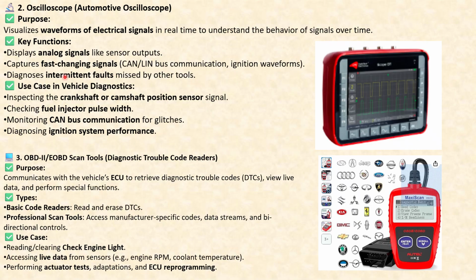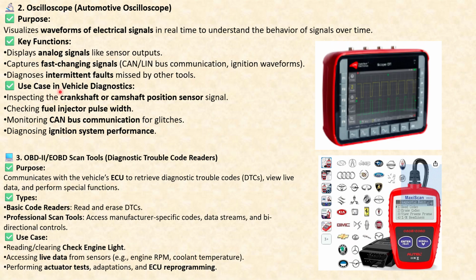Now, what's the basic key function? It displays analog signals like sensor outputs, captures fast signals like CAN, LIN, bus communication, and ignition waveforms, especially in modern diagnostics. These signals can vary and fluctuate at a very fast rate. And also, it diagnoses intermittent faults missed by other tools.